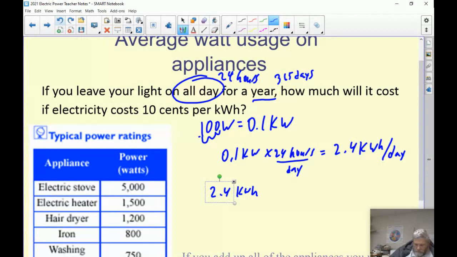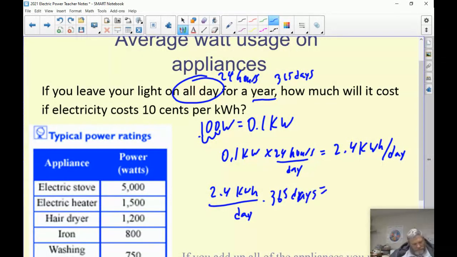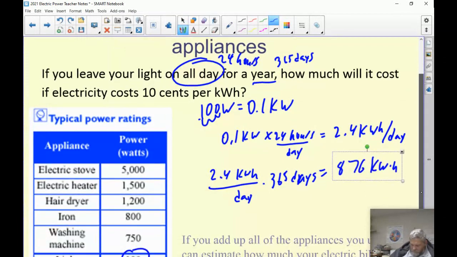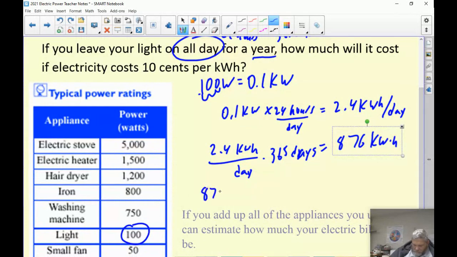per day times 365 days. And I can't do that one in my head. Times 365. That's 876 kilowatt hours. And then we do 876 times 10 cents, times 0.1. And that gives me $87.60 per year to run.